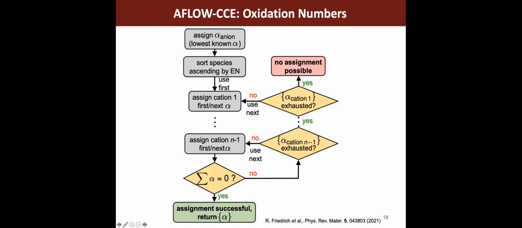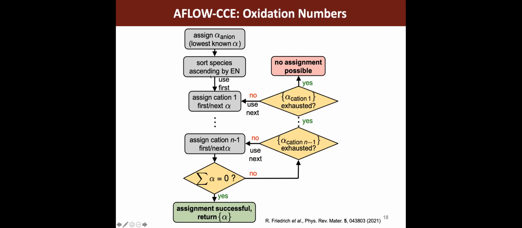And we assign to each of those anions the oxidation number, called alpha here, and we take the lowest oxidation number that we know for this species. Then we have fixed the anions, and we sort all the species ascending by electronegativity. I just want to briefly mention that we use Allen electronegativities since they seem to be the best ones, but this is basically just a detail right now.